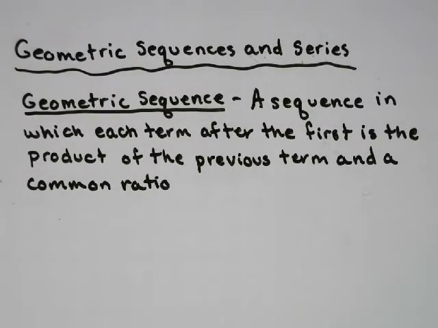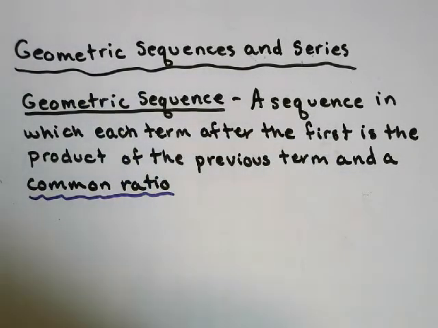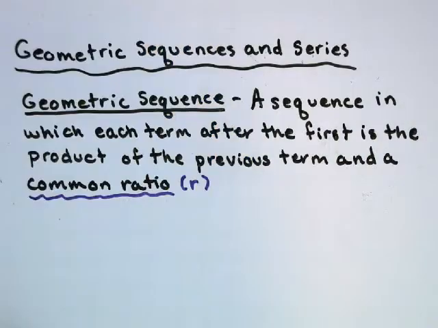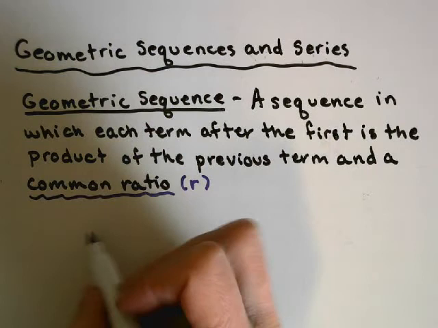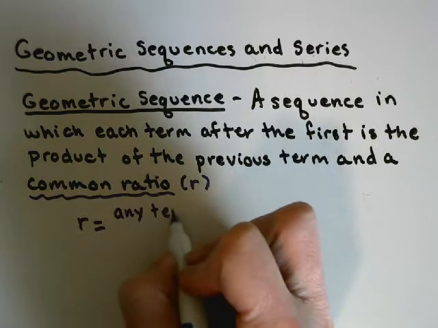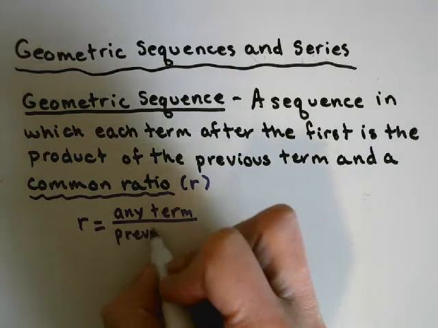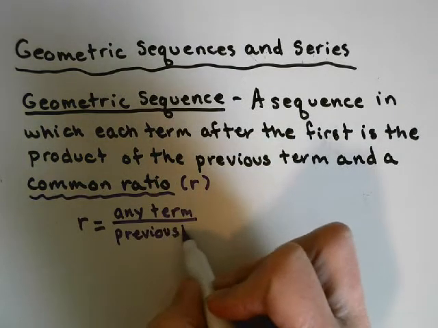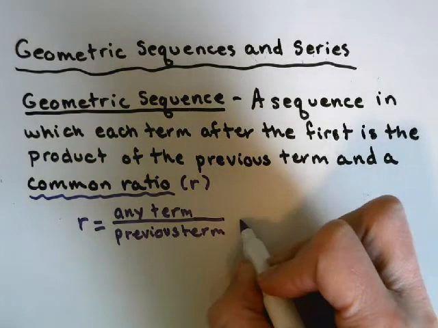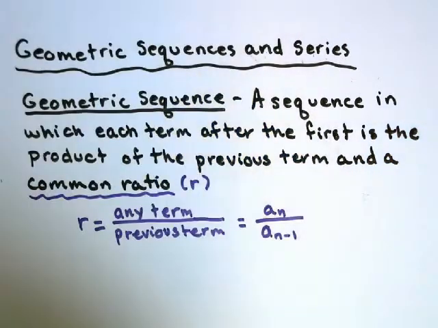Okay, so a geometric sequence is a sequence in which each term after the first is the product of the previous term and a common ratio. So with arithmetic, we have a common difference. With geometric, we have a common ratio, and we're going to use r as our formula here. r is going to equal any term divided by the previous term. Okay, so using some notation, that would be a_n over the term right before that.